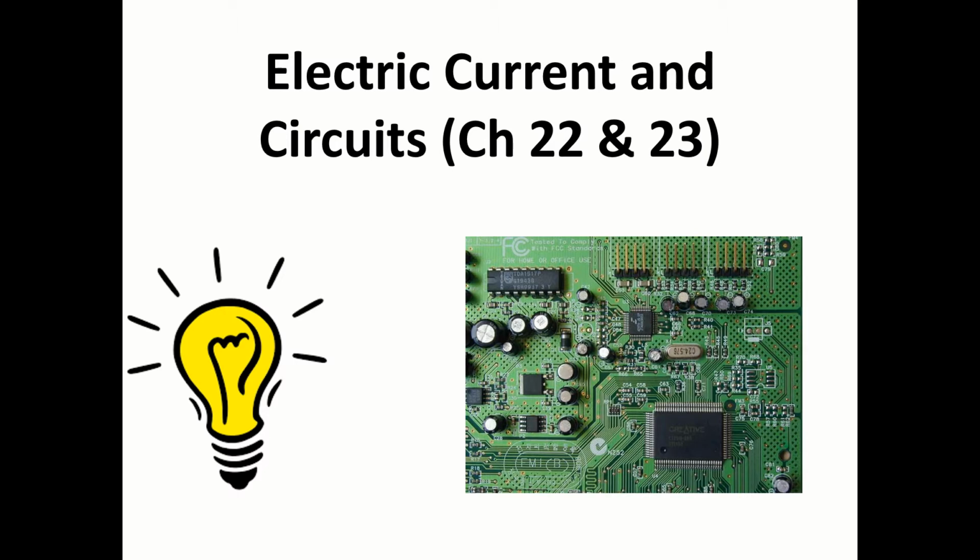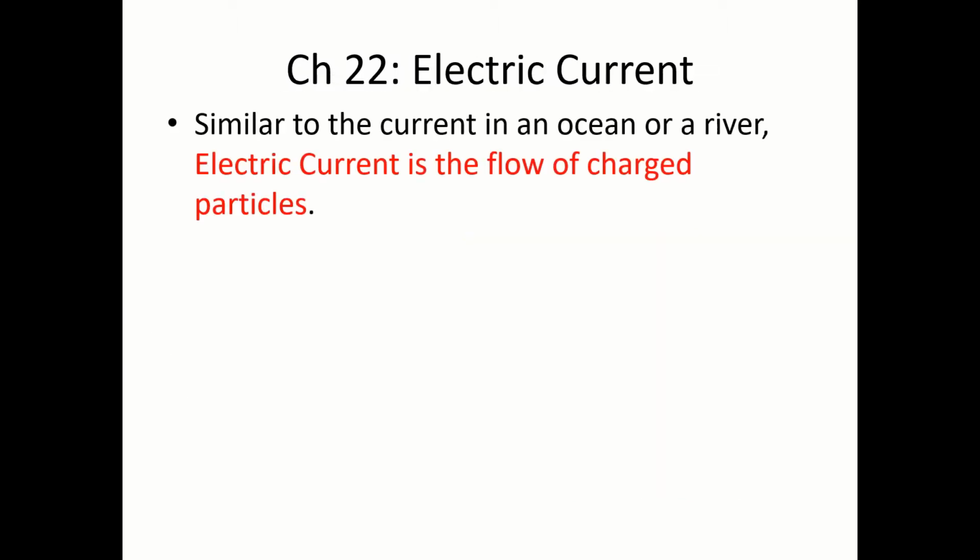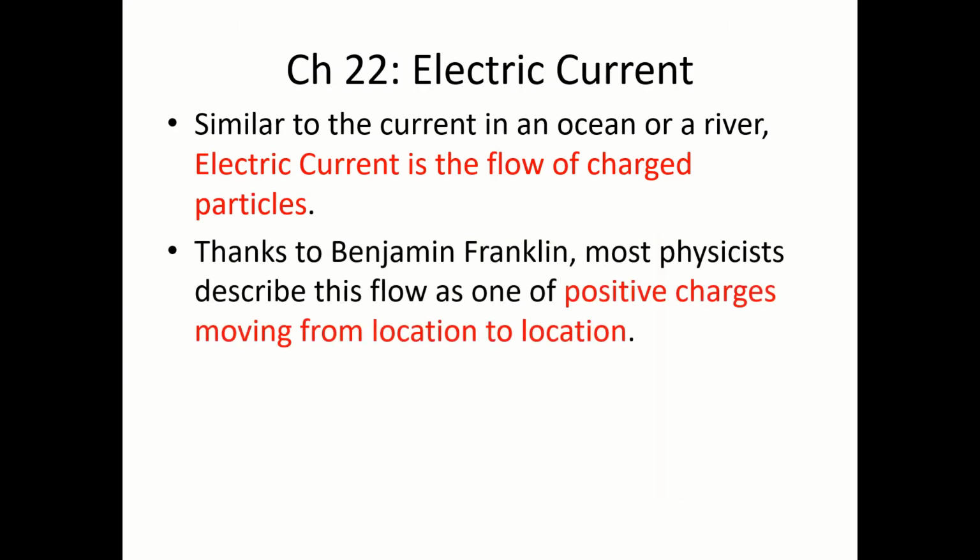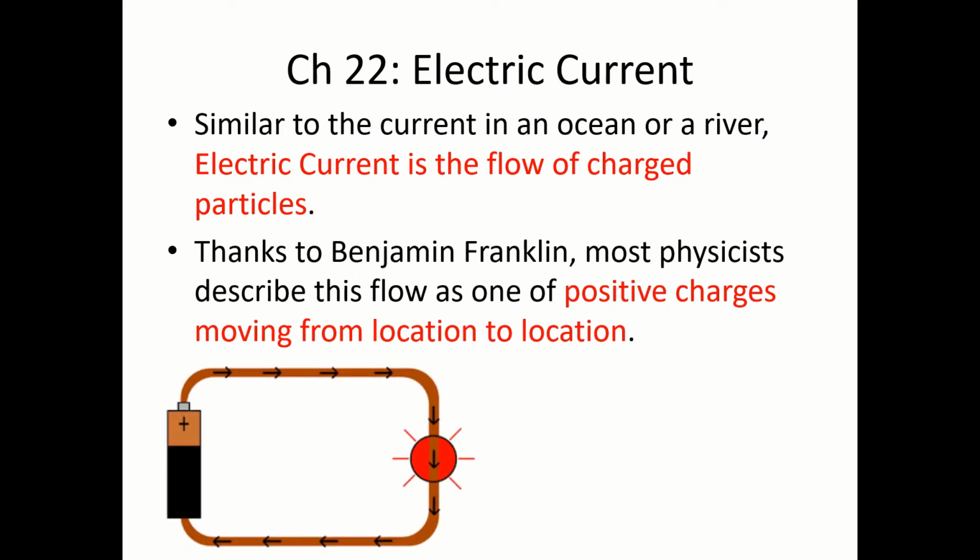So as we begin, here we go. The first thing we need to talk about is electrical current. Electrical current is described in a few slightly different ways. Electrical current primarily is the movement of what we now understand to be electrons.